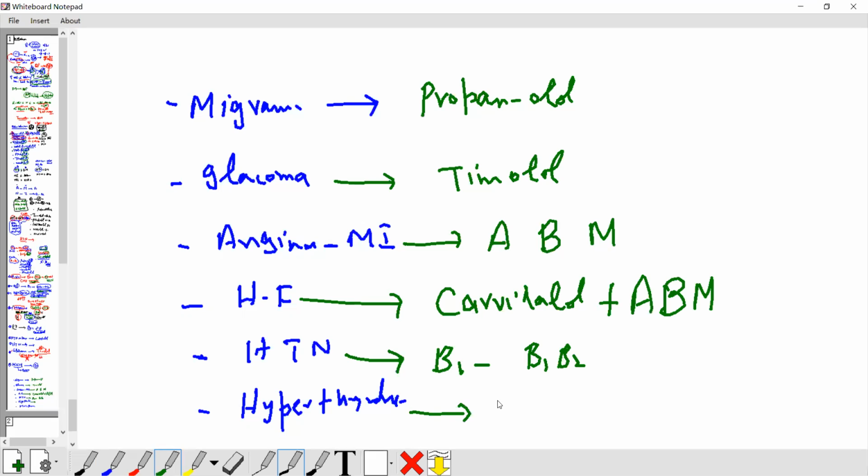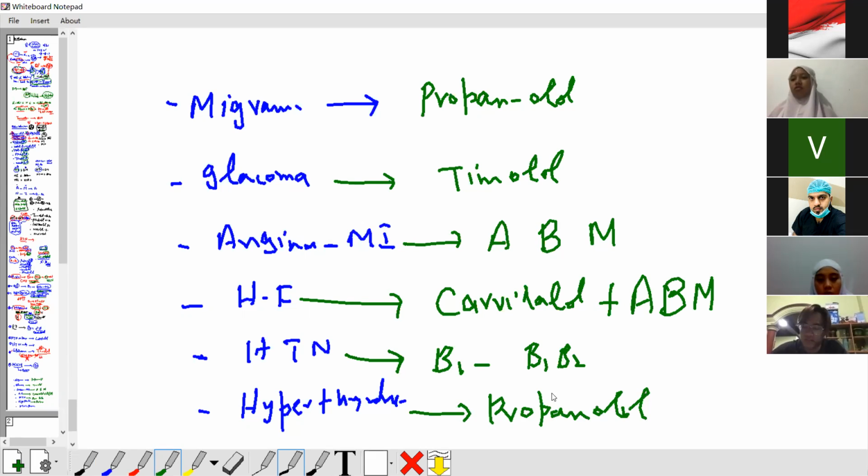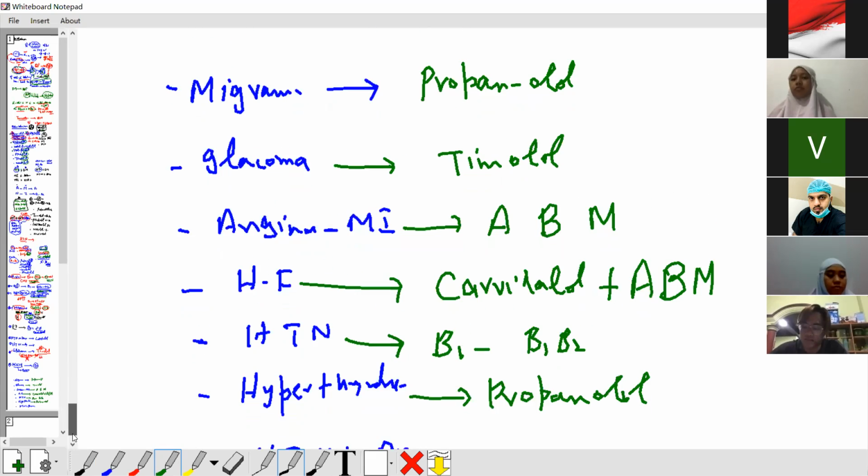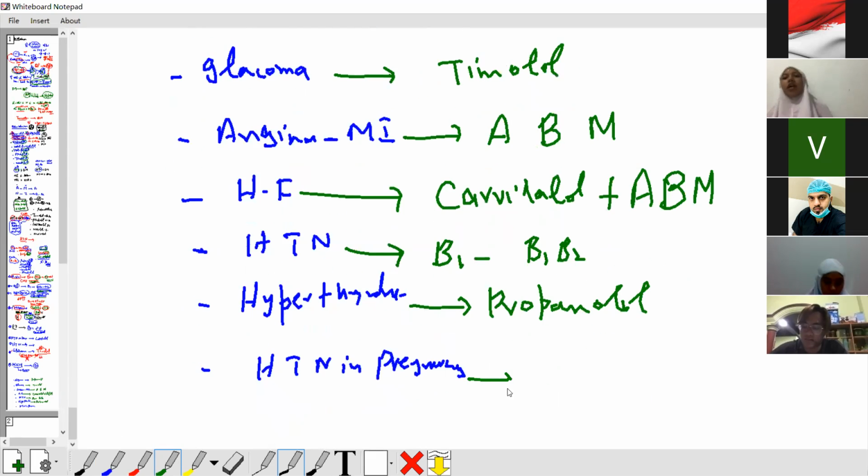For hyperthyroidism, propranolol. Hypertension in pregnancy, labetalol.